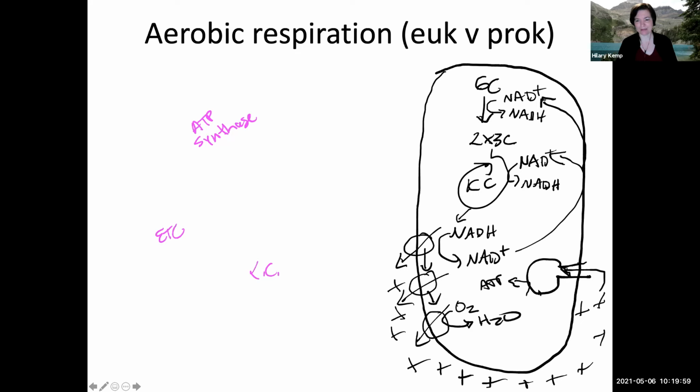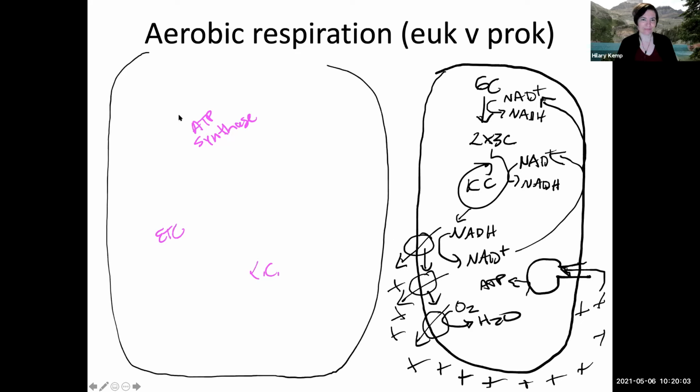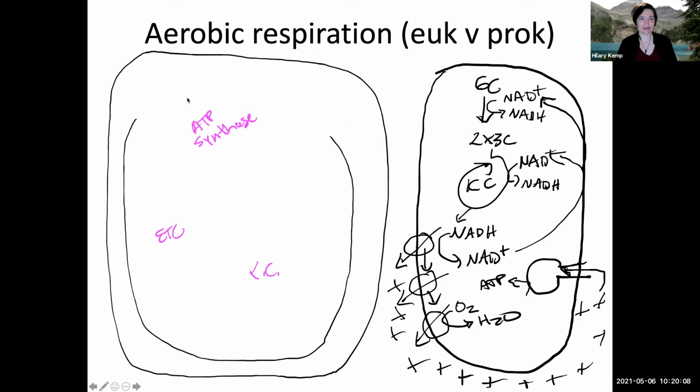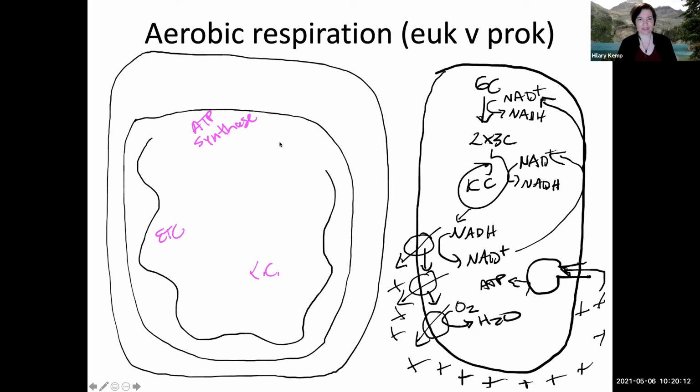Those protons come back through ATP synthase, ATP is made. In a eukaryote, we have a much more complicated situation. So here is the cell membrane. Here's a ginormous, unrealistically sized mitochondrion with 2 membranes, outer and inner membrane, intermembrane spaces here.